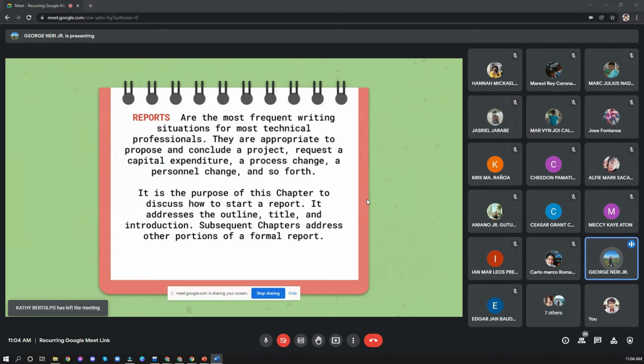Reports are the most frequent writing situation for most technical professionals, and they are appropriate to propose and conclude a project, request a capital expenditure, a process change, a personnel change, and so forth. It is the purpose of this chapter to discuss how to start a report. It addresses the outline, title, and introduction. Subsequent chapters address other portions of a formal report.